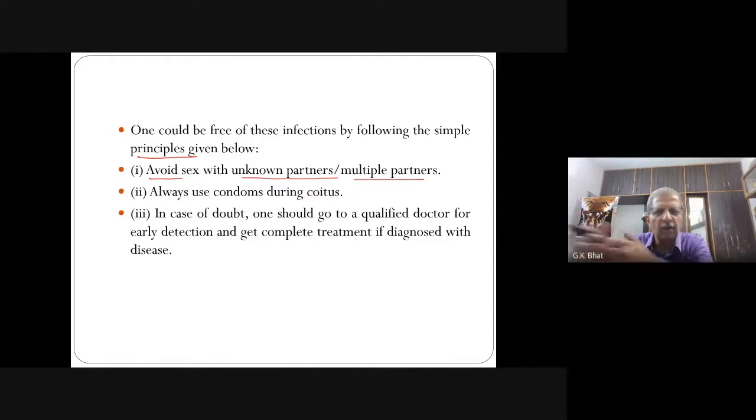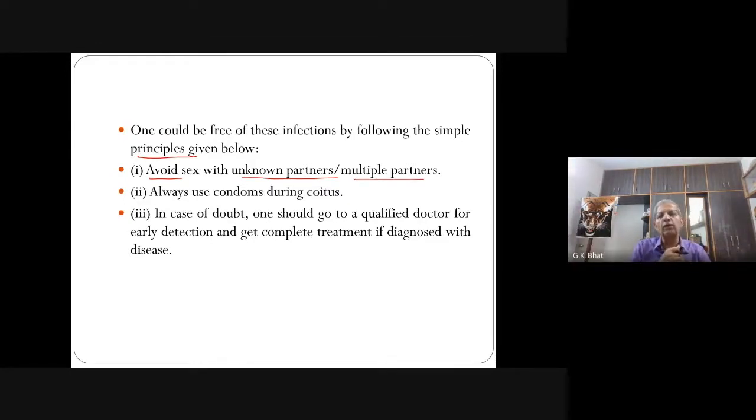Sir, I know her. She is my uncle's daughter. He is my aunt's son. He is my uncle. These are all unknown partners. Even if you say he is your classmate or she is your classmate, you may be knowing each other very well. But remember, as far as sex is concerned, they are all unknown partners.